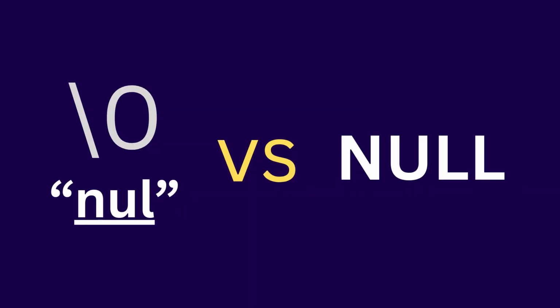It's crucial to note the distinction between NUL and NULL. I'm going to call it NUL and NULL. NUL refers to the 0 character represented by the escape sequence backslash 0, occupying 1 byte of memory. On the other hand, NULL is a macro used to initialize null pointers in C.